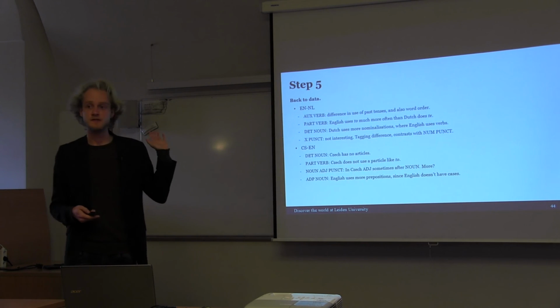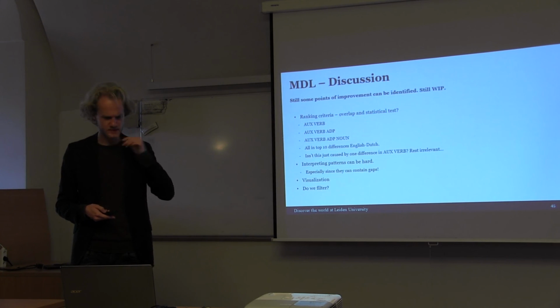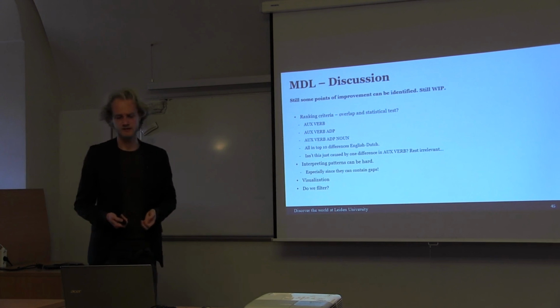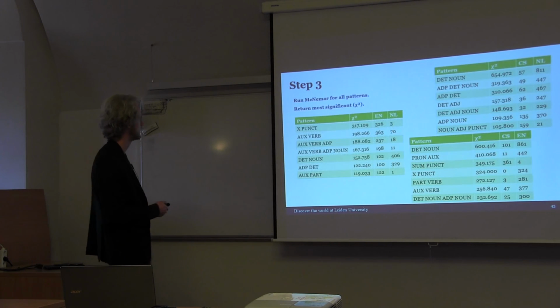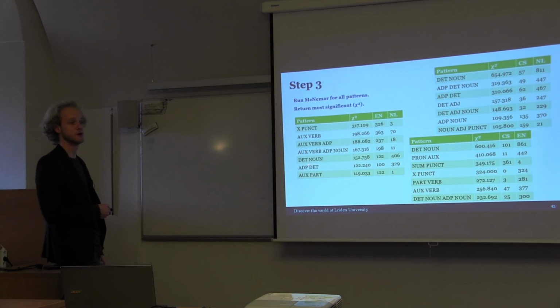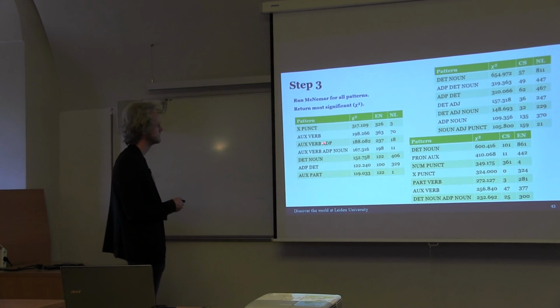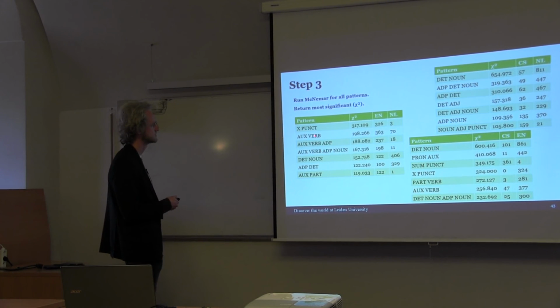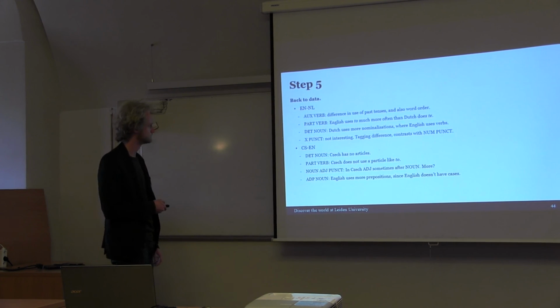So I do think that this is very interesting, very useful, but there are still some points of improvement that can be identified because it is still a work in progress. For example, the ranking criteria. There is a lot of overlap going on, as you could have seen, I think it's 2 slides back. All of these start with auxiliary verb, and why could we somehow get rid of these 2 and just say, okay, it's just the difference is in auxiliary verb and not in the other 2, right? Could we do some nice statistics there? I don't know.